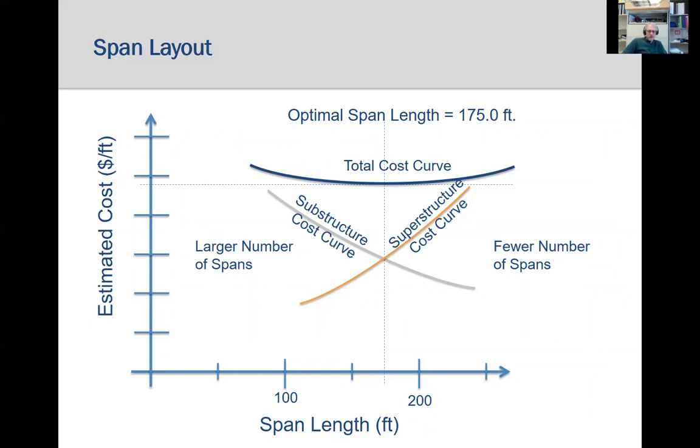Simon can be used to relatively quickly develop several continuous span designs for different numbers of spans in order to generate the superstructure cost curve. In the example case shown here, the optimum span length is 175 feet, which would be the span length chosen for the interior spans of a multi-span continuous unit.